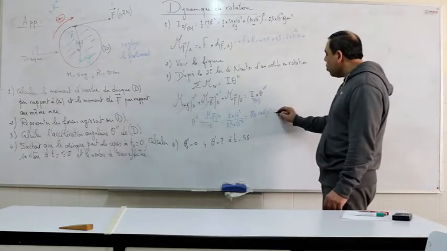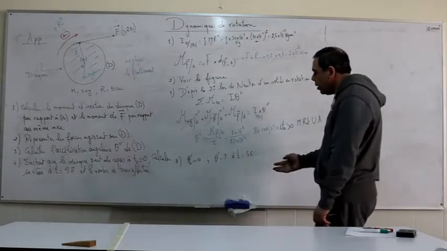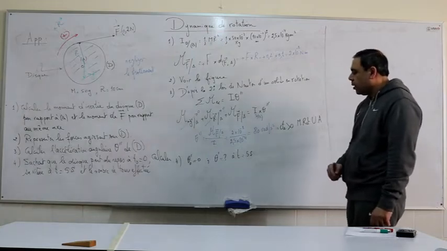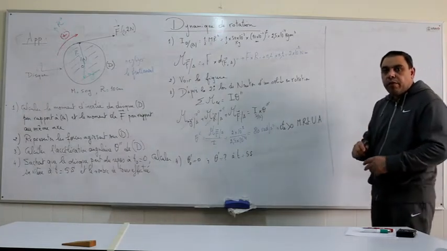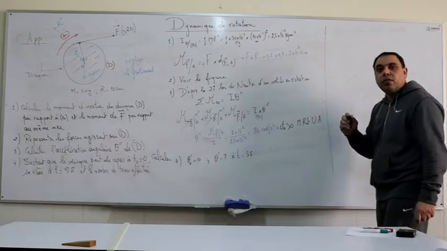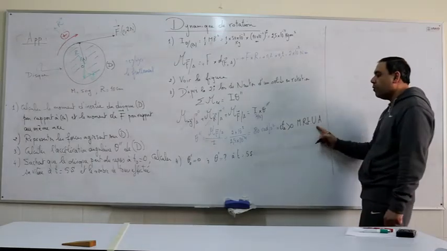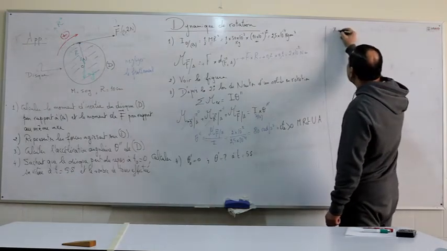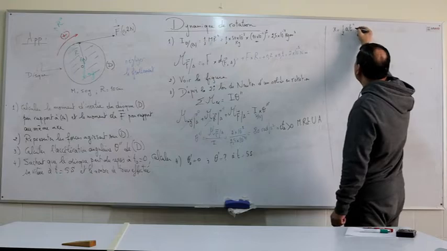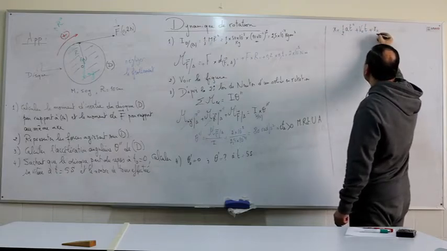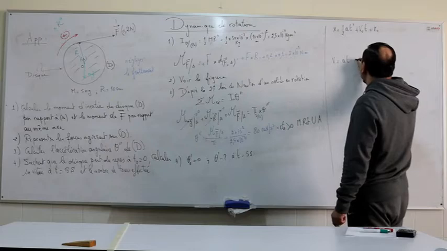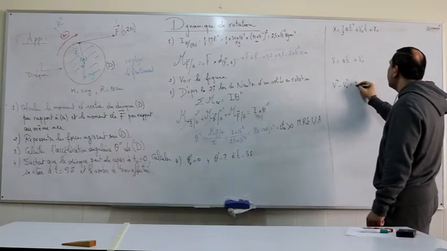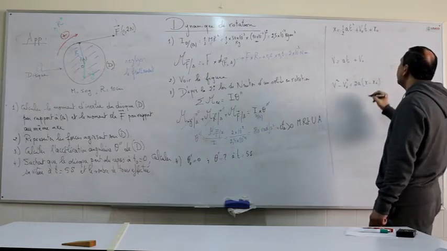Theta double prime is constant and positive. So the motion is uniformly accelerated rotational. Let's recall the time equations of the abscissa for uniformly accelerated rectilinear motion and that of the speed. x equals half a t squared plus v0 t plus x0, and that of the speed, v equals a t plus v0, also v squared minus v0 squared equals 2a times (x minus x0).